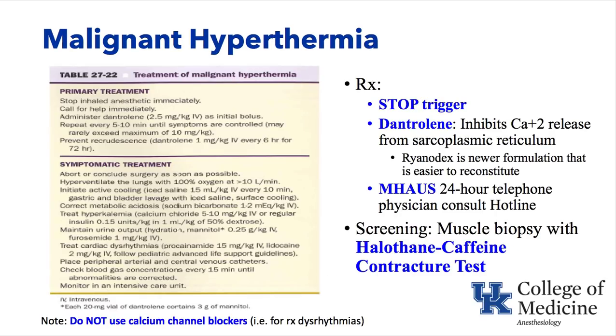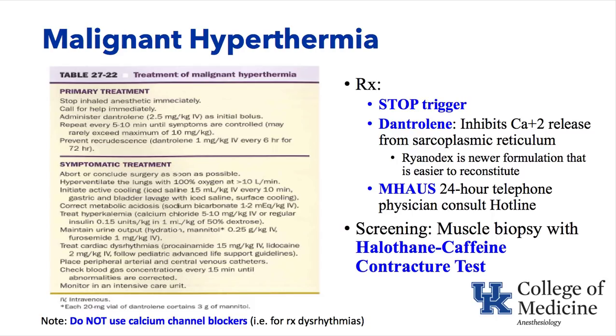The treatment of malignant hyperthermia is stop the inhaled anesthetic immediately, call for help. Dantrolene is the treatment. 2.5 milligrams per kilogram IV as an initial bolus, which inhibits calcium release from the sarcoplasmic reticulum, but doesn't block the reuptake of calcium. So you stop the spewing of calcium from the SR into the muscle fiber itself, but don't stop the reuptake. So calcium levels drop, rigor stops. Ryanodex is a newer formulation of dantrolene that is much easier to reconstitute. It can be done much quicker. So you treat with dantrolene up to 10 milligrams per kilogram or so.